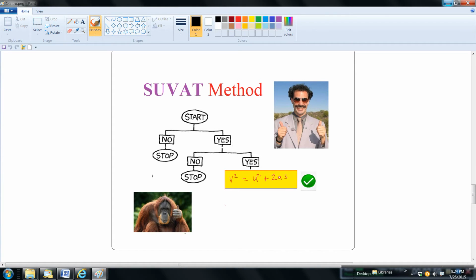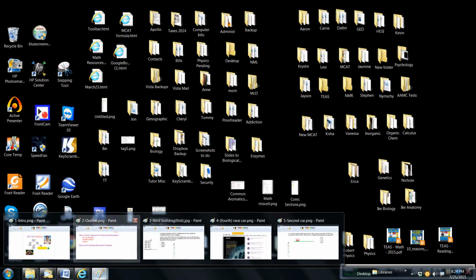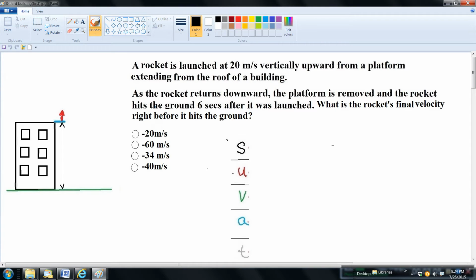Okay, so let's look at the first problem here in this video. Now, if you looked at the previous videos, in fact the one that preceded this one, I had this problem there, but I'm asking a different question now. So let's read it, and it says a rocket is launched at 20 meters per second vertically upward from a platform extending from the roof of a building, and then as the rocket returns downward, the platform is removed and the rocket hits the ground 6 seconds later after it was launched.